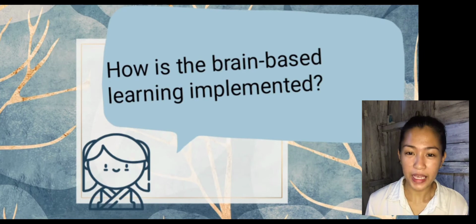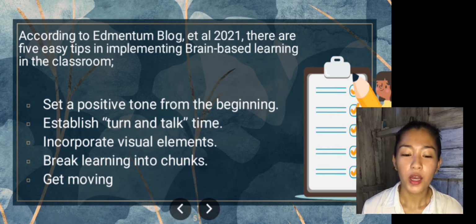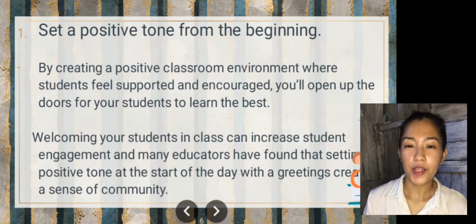How is brain-based learning implemented? According to Edmonton Blog et al. 2021, there are 5 easy steps in implementing brain-based learning in the classroom. First is set a positive tone from the beginning. Number 2, establish turn and talk time. Number 3, incorporate visual elements. Number 4, break learning into chunks. Number 5, get moving. First, let's discuss the first easy step in implementing brain-based learning, which is set a positive tone from the beginning.